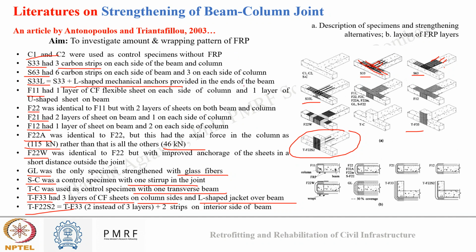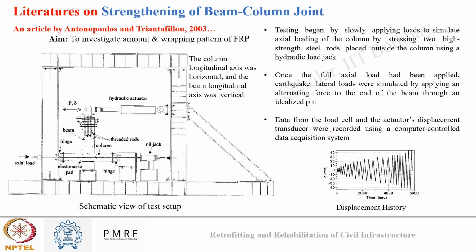I am explaining each of them so that you get clarity on how many variables they considered. They used strips, they used plates, they used different materials, different amounts of FRP reinforcement also. So they covered almost all types of variation that can cause changes in the strengthening of a beam column joint using FRP. Okay, once the samples were prepared, the main part is the testing.